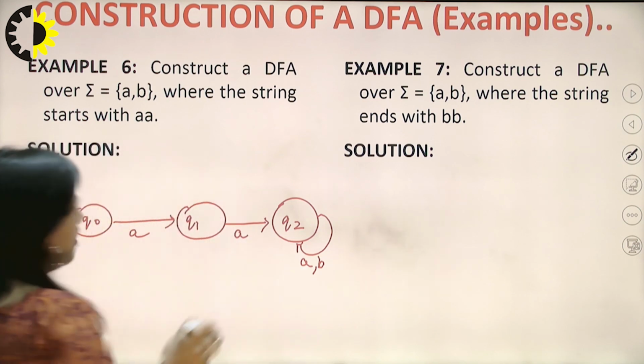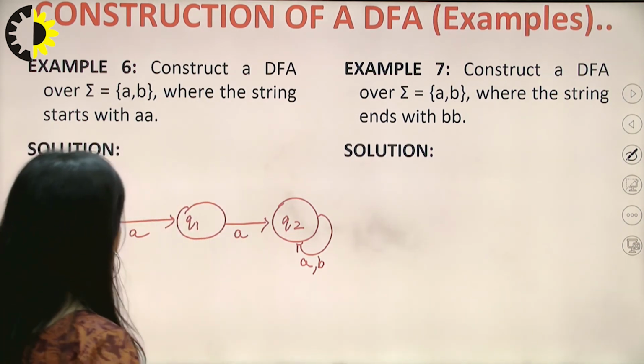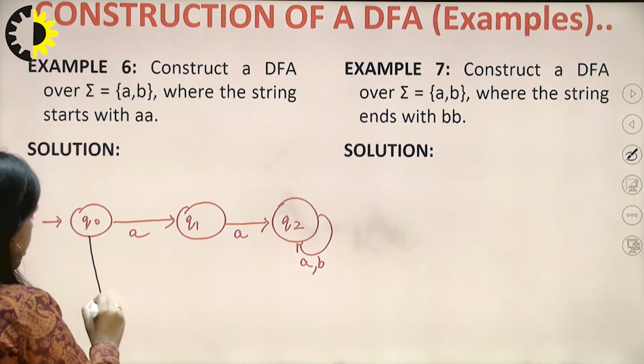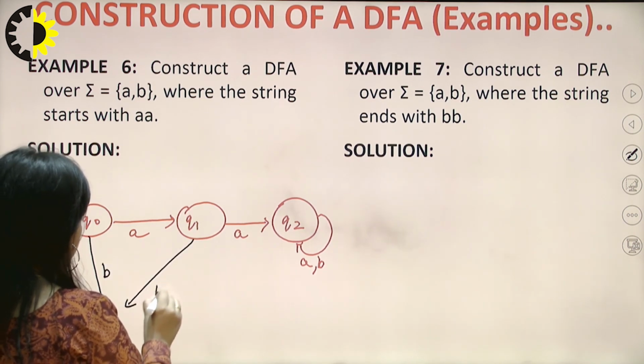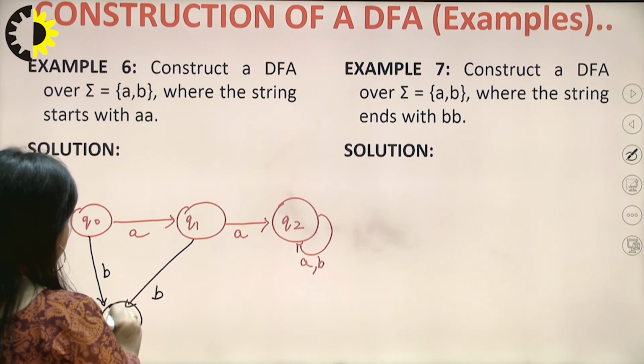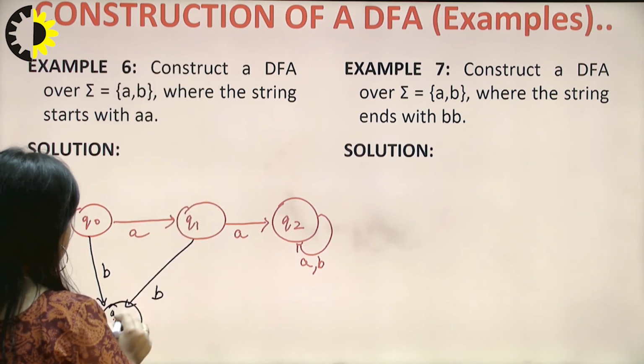Okay, so this is how A, any combination of B, and if it gives an input B, so we can have the Q3 as the trap state.